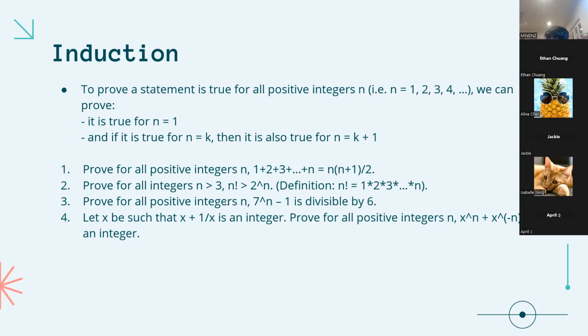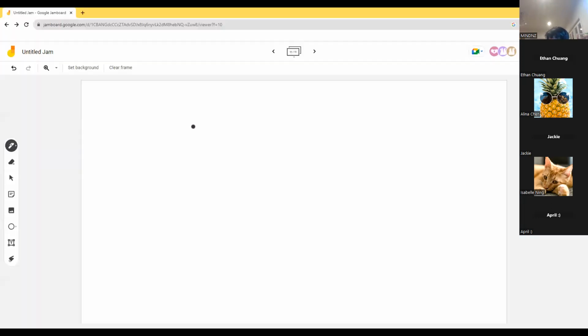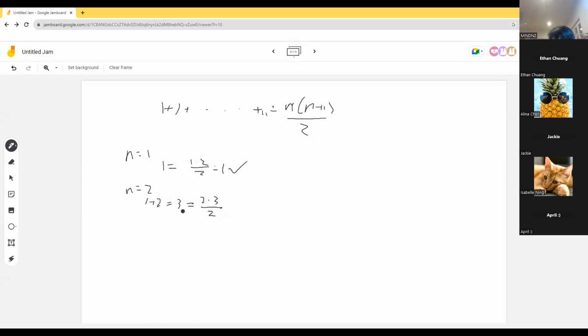Okay, so hopefully that's enough time to solve problem 1. We want to prove 1 plus 2 up to n is equal to n times n plus 1 over 2. When n is equal to 1, the left-hand side is 1, and the right-hand side is 1 times 2 over 2, which is equal to 1, so it's true. When n is equal to 2, the left-hand side is 1 plus 2, which is 3, and the right-hand side is 2 times 3 over 2, which is also 3.